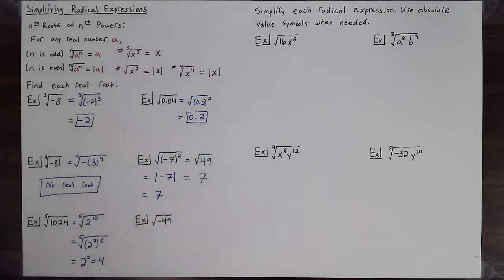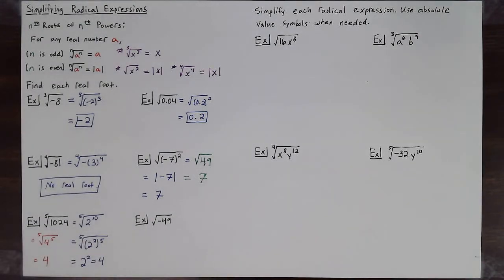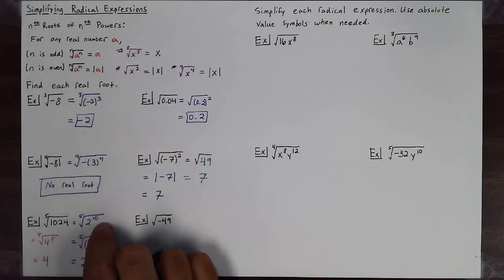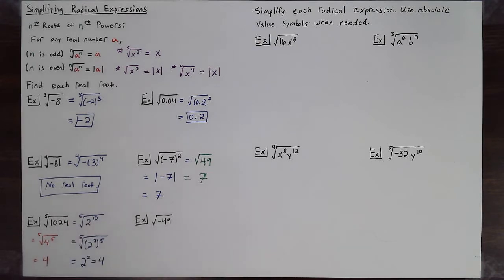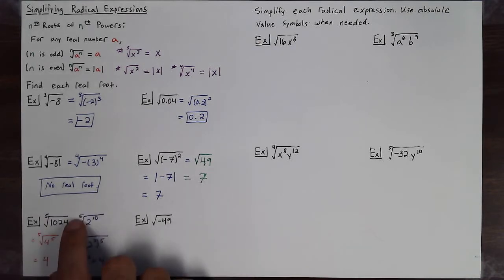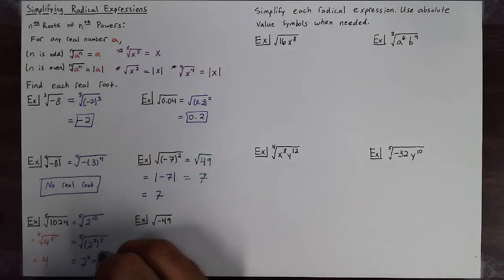Another way you could have approached this problem is to think of it as 2 squared to the 5th, which is the fifth root of 4 to the 5th. And you end up with 4 that way as well. And one more way you could have gone about getting to 2 squared from 2 to the 10th: oftentimes the index divides the power on the inside. So 10 divided by 5 is 2, and that's what leads to the answer of 4 for 2 squared.